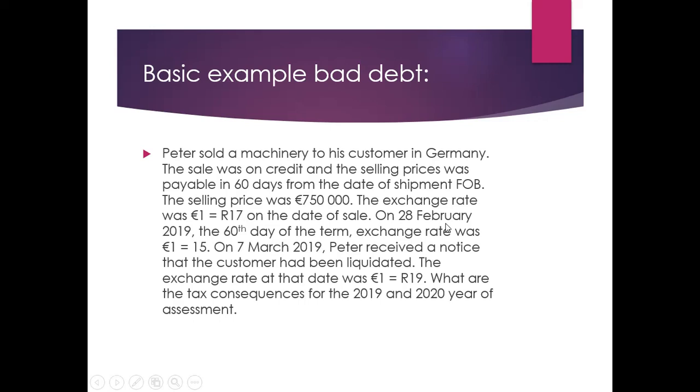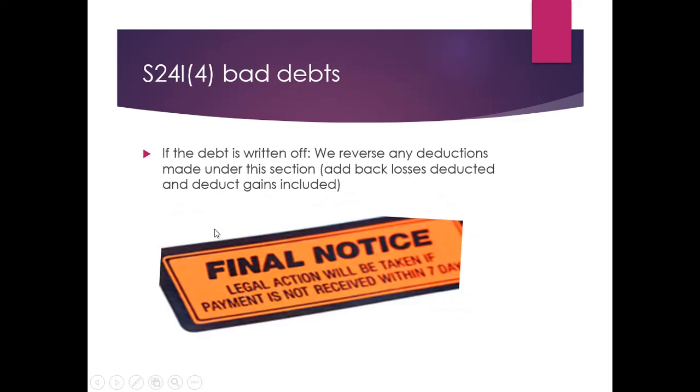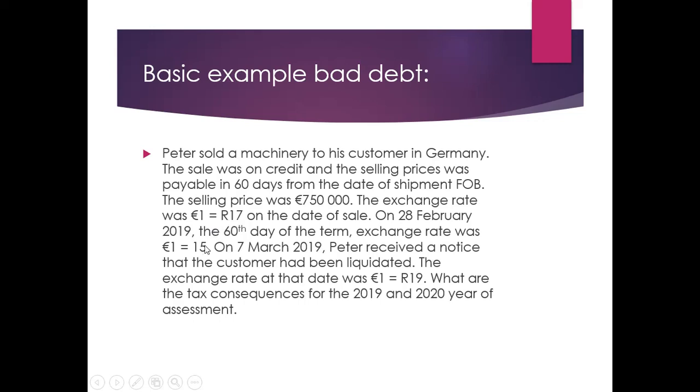Then on 28 February 2019, the debt hasn't gone bad yet because it's still 60 days. I said in 60 days, it means on or before the 60th day, and the 60th day is 28 February. So on 28 February, the debt hasn't gone bad yet. Now this one is a year end. So what you simply do is, what was the exchange rate on the date of the transaction? That was 17. Now the exchange rate is 15.